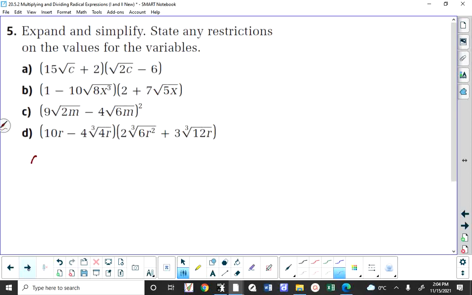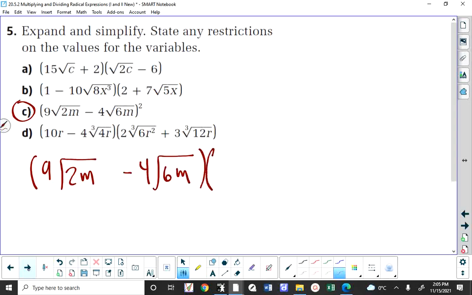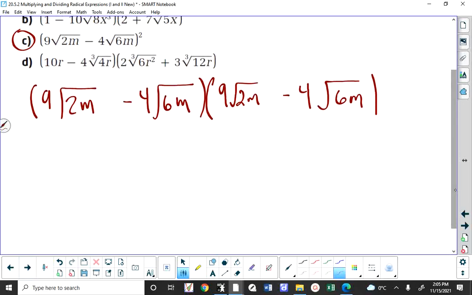So we have 9, this one? 9 root 2m minus 4 root 6m quantity squared, which means it's 9 root 2m minus 4 root 6m times 9 root 2m minus 4 root 6m. I don't know too many people who could get C right in this particular question without rewriting it as the binomial times the binomial. Some of you might be able to. It's easy to make a mistake, though.